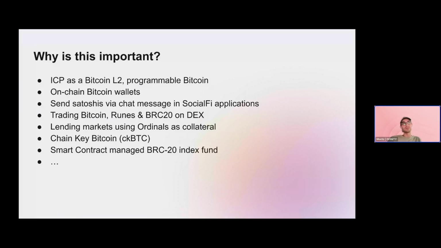Then you could also have lending markets using, for example, ordinals as collateral. We have chain key Bitcoin now, which I'm going to cover later. And you could also have, for example, a smart contract managed BRC20 index fund. This is actually something that someone is building in our ecosystem. So I think that's pretty exciting, things like those, like Bitcoin DeFi, basically. Okay, so it's important.